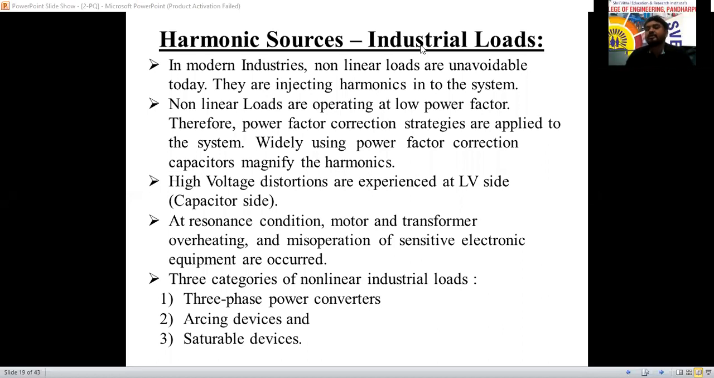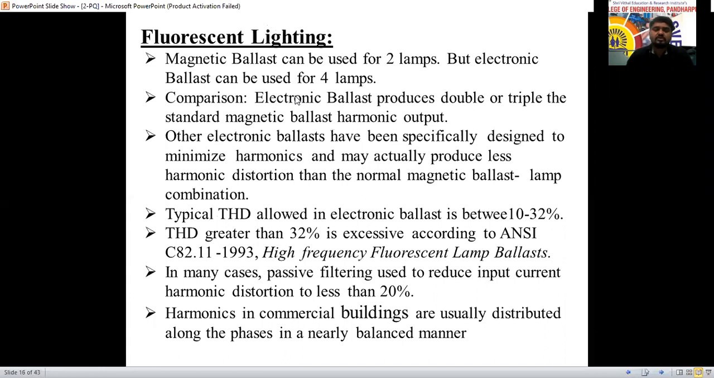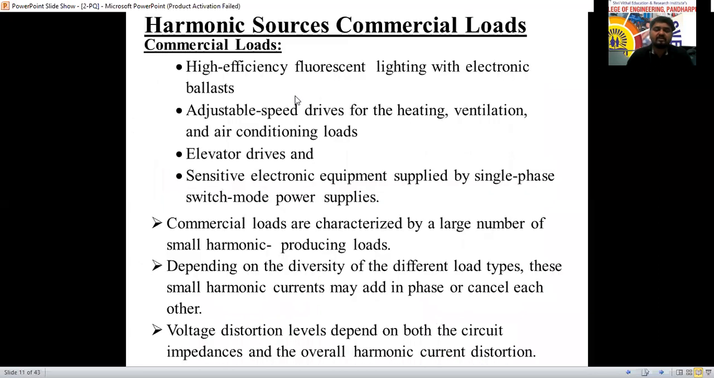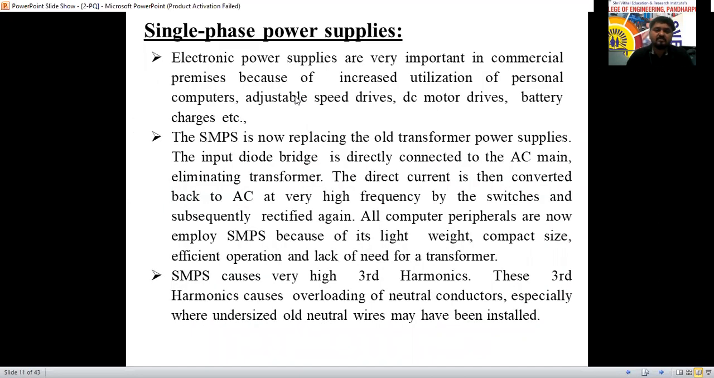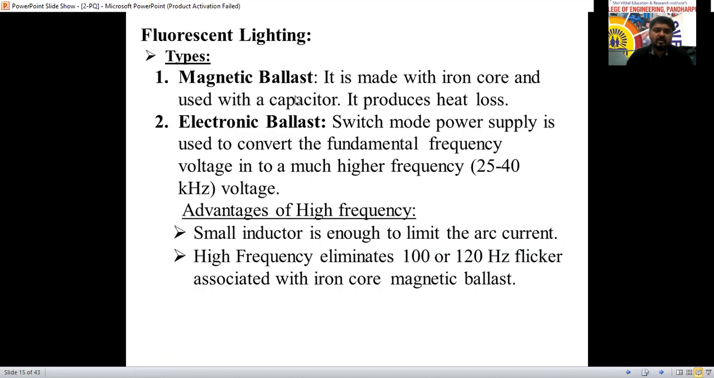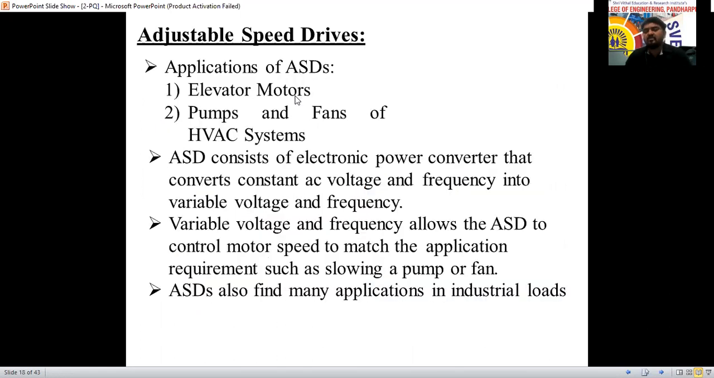Okay, good afternoon to one and all. In the previous class, we discussed the harmonic sources from commercial loads: single phase power supplies, fluorescent lighting with ballasts, and lastly adjustable speed drives. We considered those for commercial purposes. Is it audible? Anyone? Yes, sir.